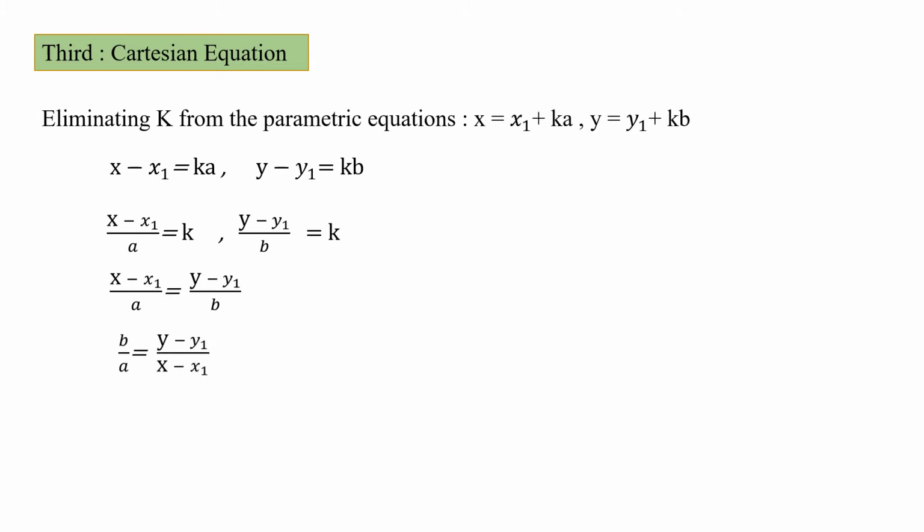So we can write b over a. So y minus y1 over x minus x1, and b over a equal m. So y minus y1 over x minus x1 equal m, which is the slope of straight line. So this is called Cartesian form. Y minus y1 over x minus x1 equal m.